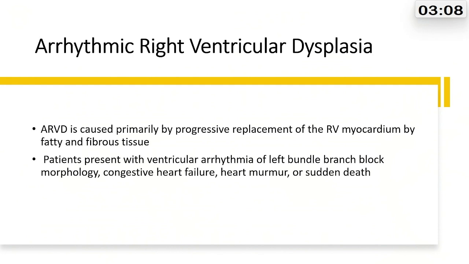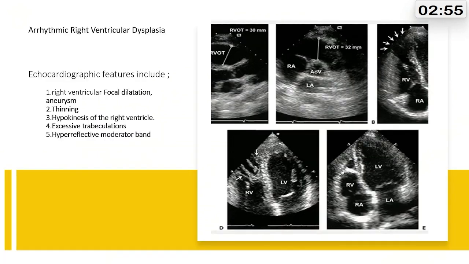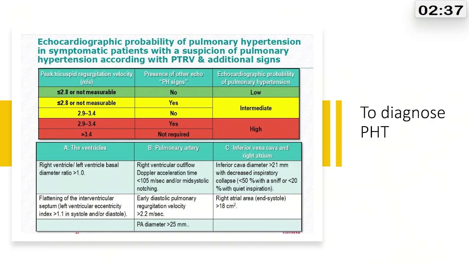Arrhythmogenic right ventricular dysplasia is primarily a progressive replacement of the right ventricular myocardium by fatty and fibrous tissue, and patients present with ventricular arrhythmia of left bundle branch block morphology, congestive heart failure, heart murmur, or even sudden cardiac death. There are echocardiographic features including right ventricular focal dilation or aneurysm, thinning out, hypokinesia of the right ventricle, excessive trabeculations, and hyperreflectiveness of the moderator band. These are the criteria to diagnose arrhythmogenic right ventricular dysplasia.